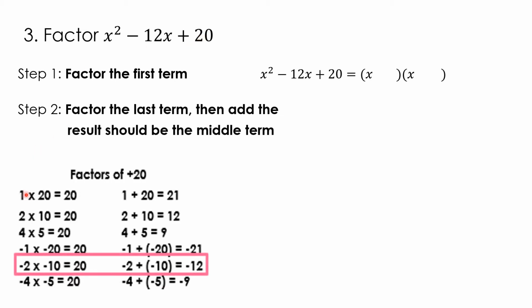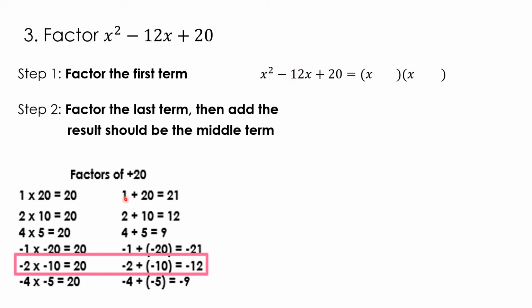So we have 1 times 20 equals 20. 2 times 10, that is 20. 4 times 5 still equals 20. And negative 1 times negative 20, that is positive 20. Negative 2 times negative 10, that is positive 20. Negative 4 times negative 5, that is positive 20. So take note that when you add these two factors, the result should be equal to our middle term. So our middle term here is negative 12. So we are looking for a negative 12 result.